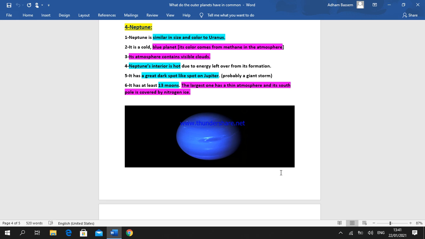It has at least 13 moons, and the largest one has a thin atmosphere, and its south pole is covered by nitrogen ice.